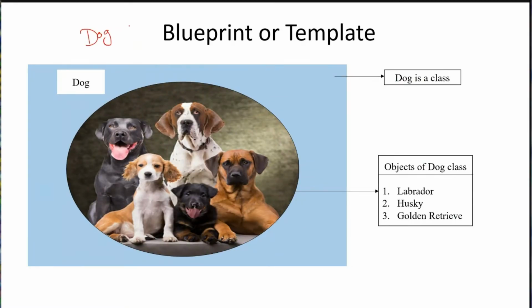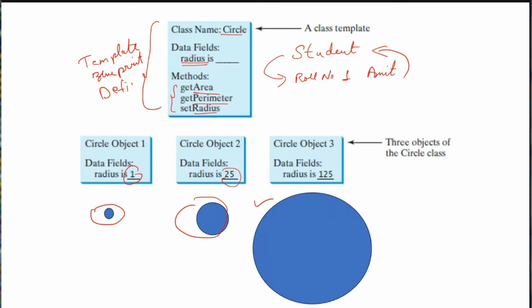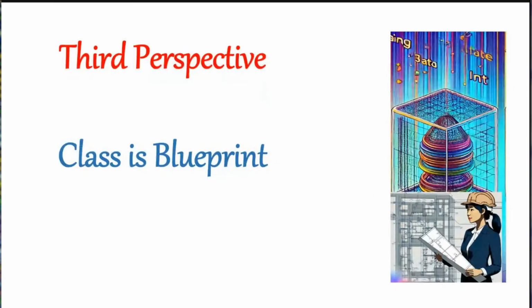Similarly, here, dog is a general term. Dog is just a classification, just a class, just a template or blueprint, but these are the instances. So one instance is there, the second instance is there, and this is the third instance that you can create. Similarly, from this circle template, you can create circle objects also.